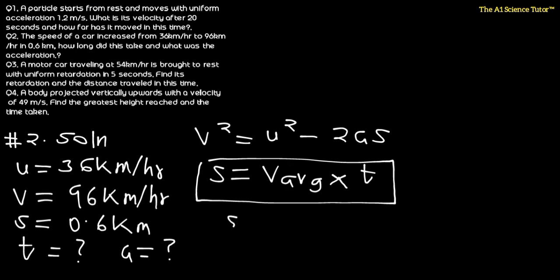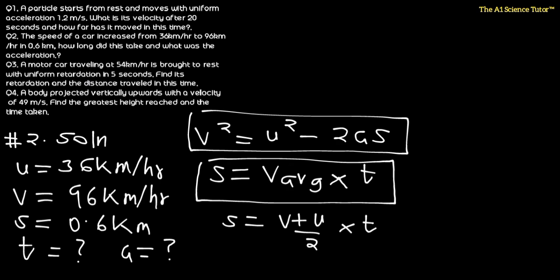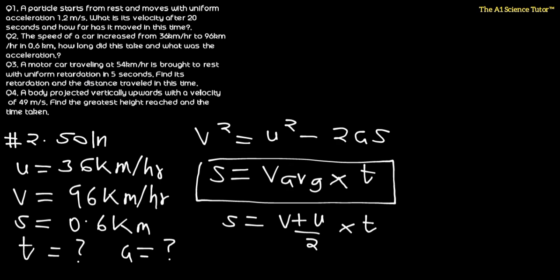Right? So this is V average, which is (V plus U) divided by 2, and this is multiplied by T. Oh, I think I made a mistake. There is actually displacement here. So even if we do not have acceleration, we could actually still use this formula. So that is how good it is. But let us go further.